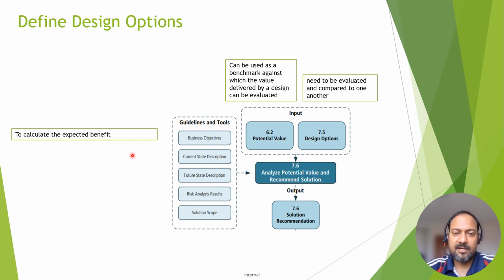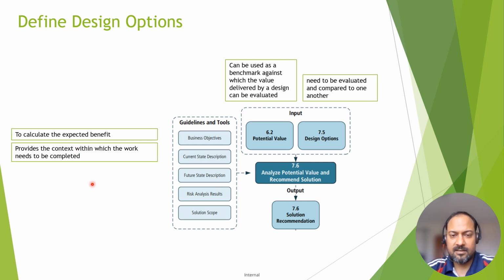Then the tools that we have: the business objectives, to calculate the expected benefit, yes, to identify the potential value. When I said the cost and benefit ratio, we have to identify it. Business objectives are the key to identify the benefits. Then we have the current state description. It provides the context within which the work needs to be completed.